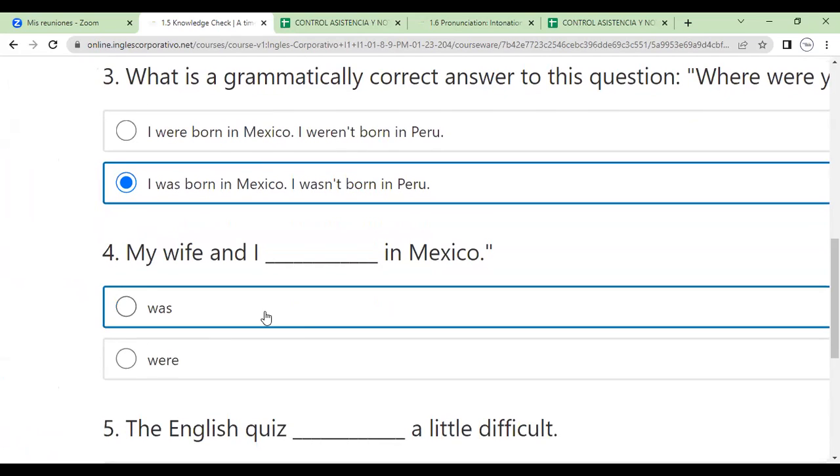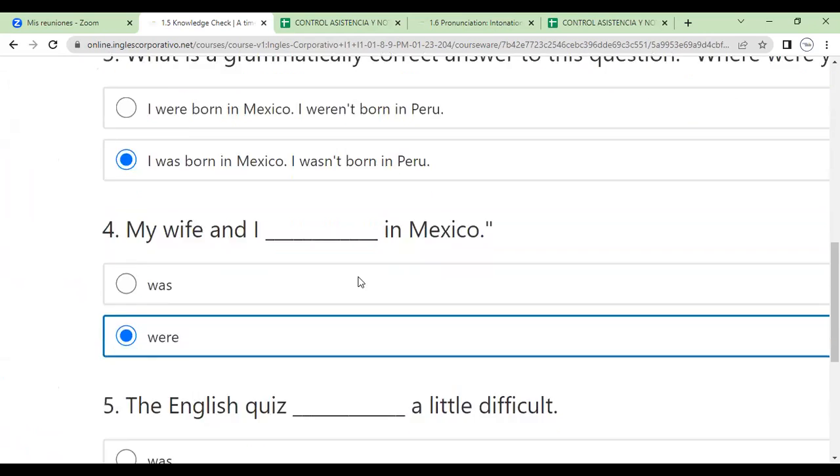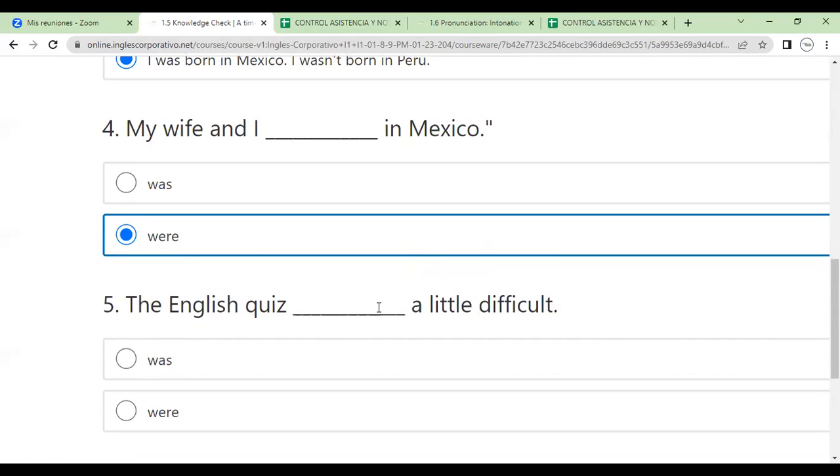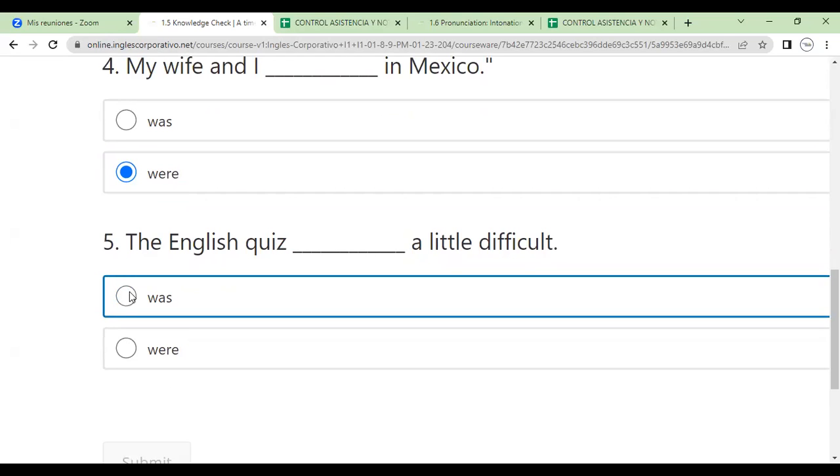I wasn't born in Peru. No, not before. My wife and I was or were... My wife and I were in Mexico. And the last one, the English quiz was a little difficult.